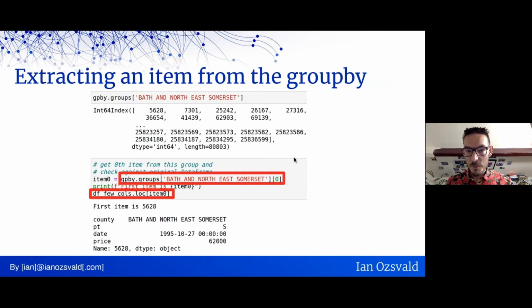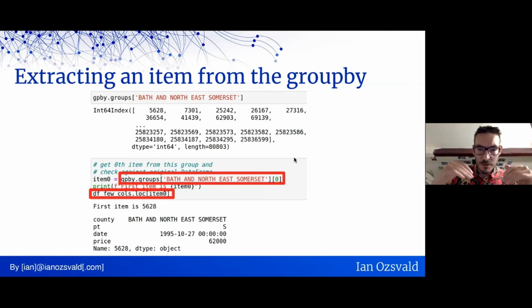That means then that I can go into the groups and I can give it the string of one of the groups, Bath and North East Somerset, and I can get the int64 index. That int64 index is the same index that we have on the 25 million rows of our data frame. So row 5628 will have one of the Bath and North East items, and we see that in the bottom cell. If I go to the groups, I get the 0th item, that's 5628, and I dereference the data frame with a .loc on that item, and I get one of those series objects back representing that row of data.